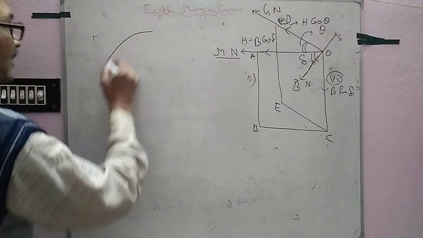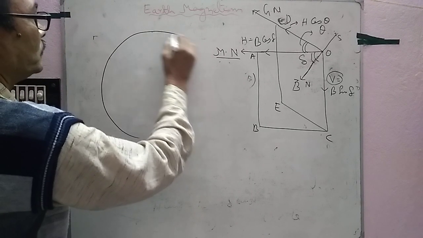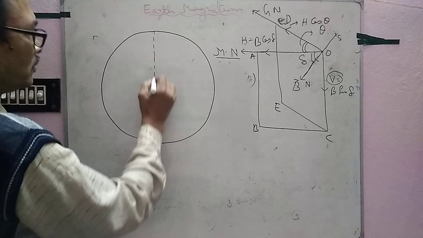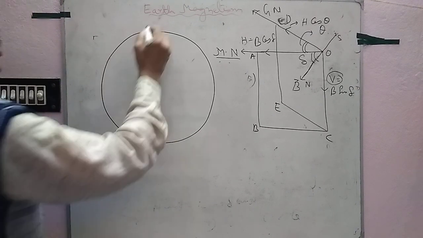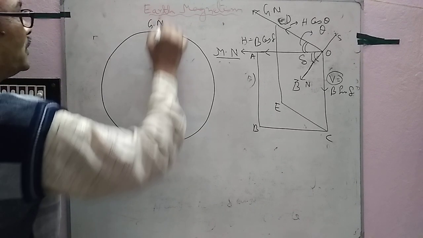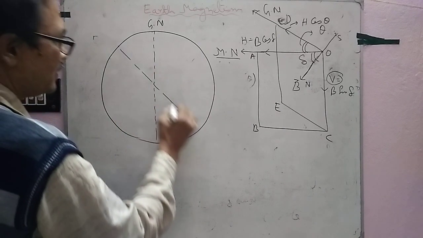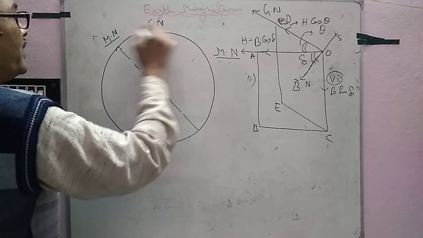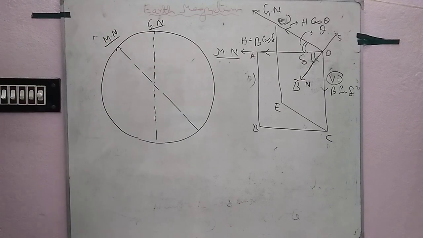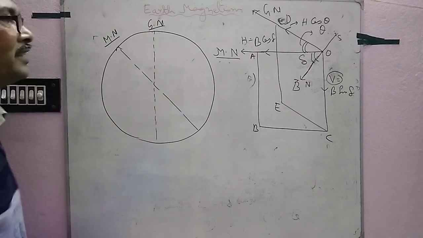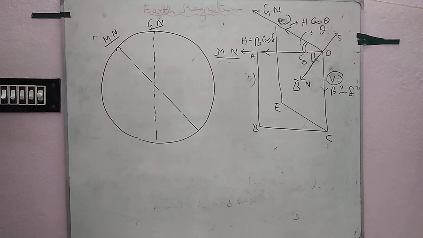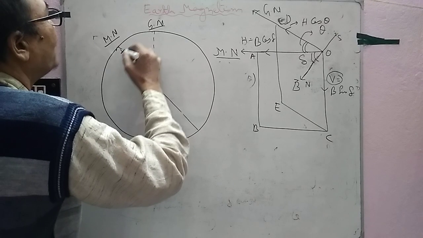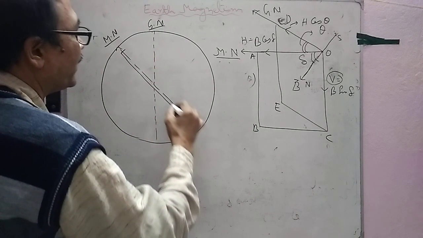suppose this is Earth. This is geographical north and this is magnetic north. Follow? The magnetic north and geographic north are not in the same place because there is an angle, and it is the angle of declination. Now, this is the hidden magnet.